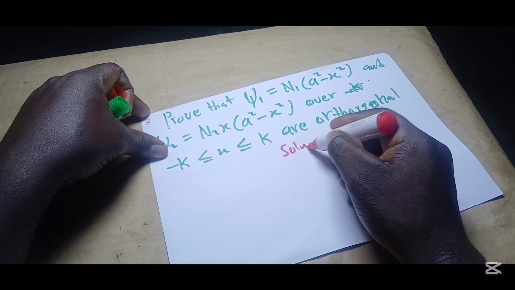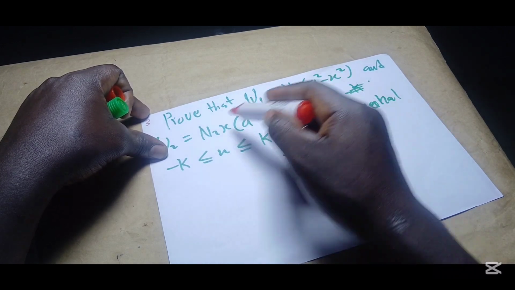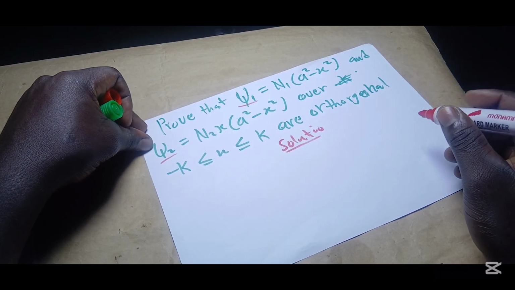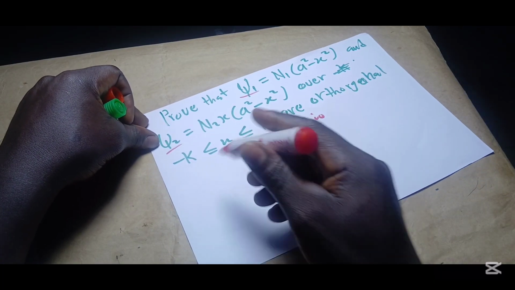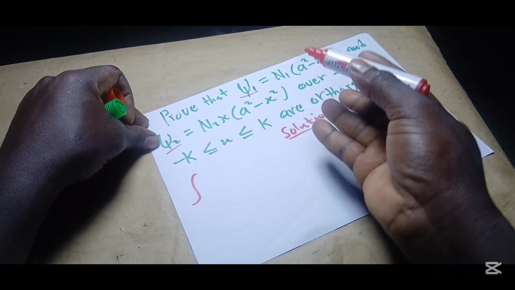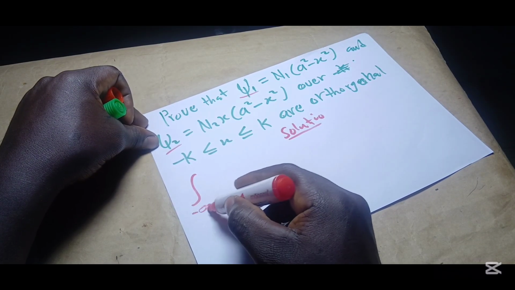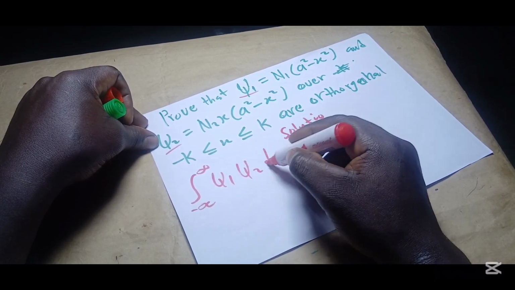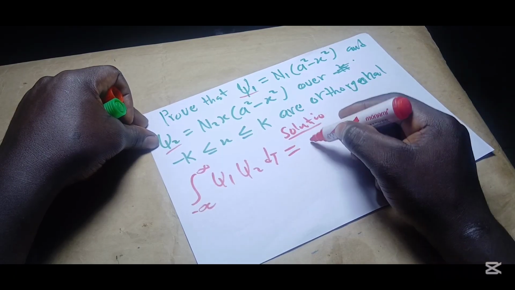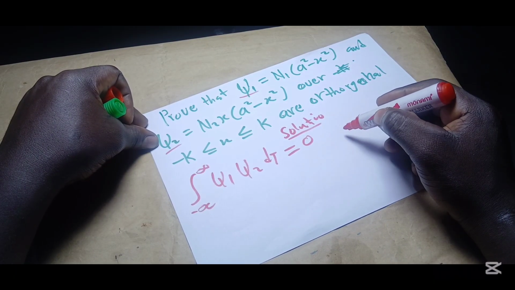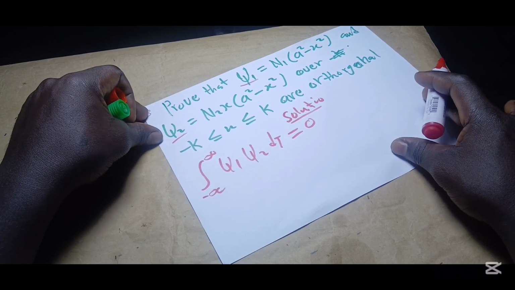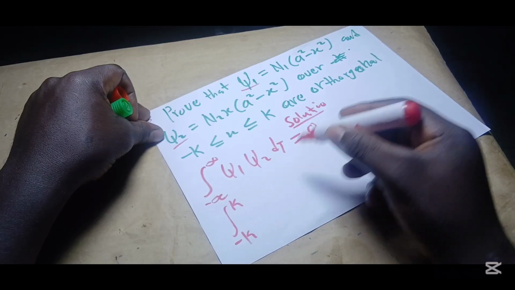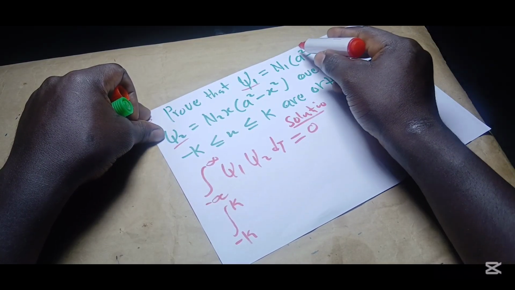Solution: we have to prove that these two wave functions are orthogonal. And the general definition for orthogonality is that if we take the integral with a given interval, let's say negative infinity to positive infinity of psi 1, psi 2, dt, and we've gotten our answer to be 0, then the two wave functions are orthogonal. But in this case, we've been given the limit for integration, so from minus k to k, and we have to evaluate this.